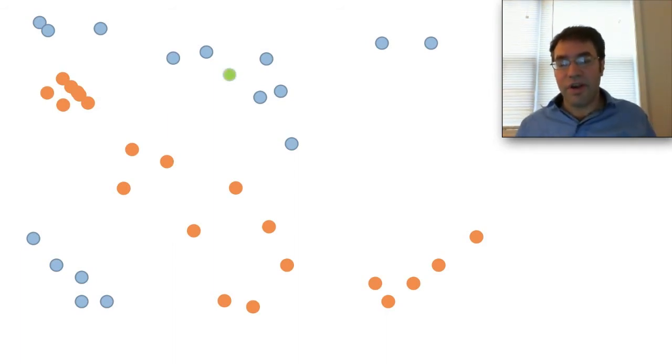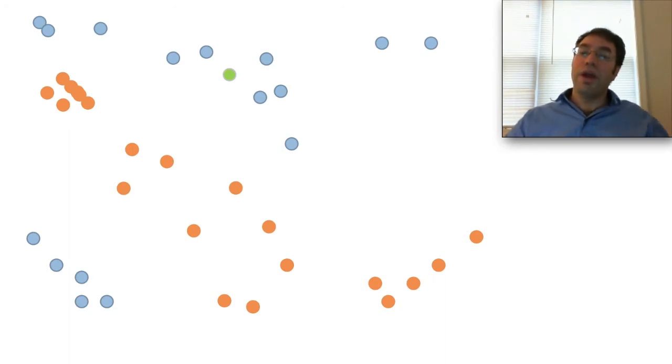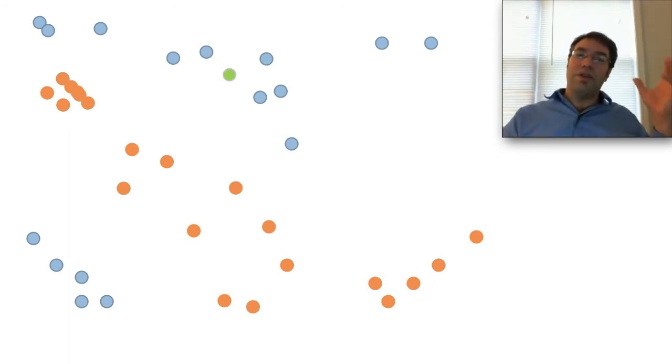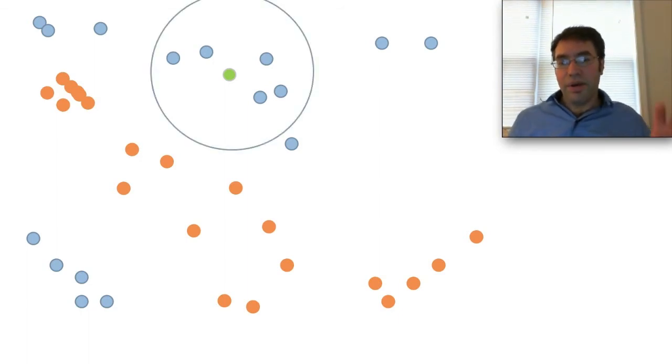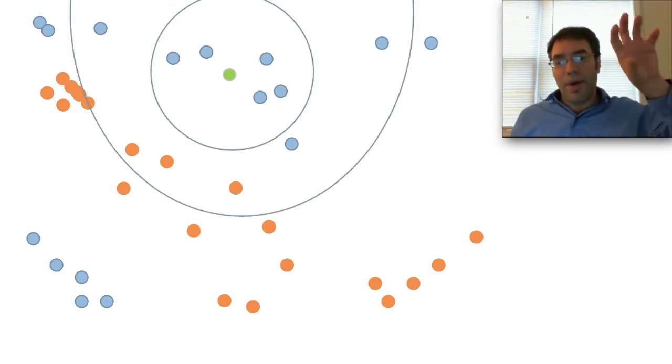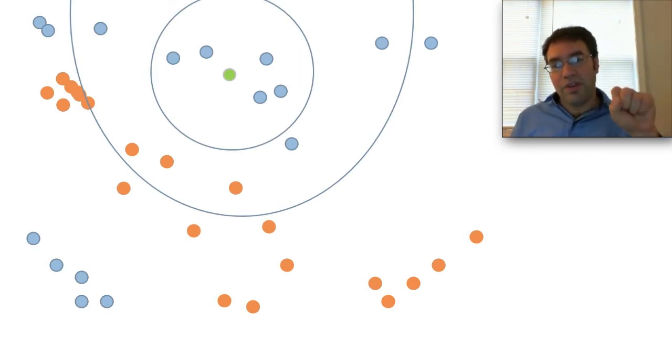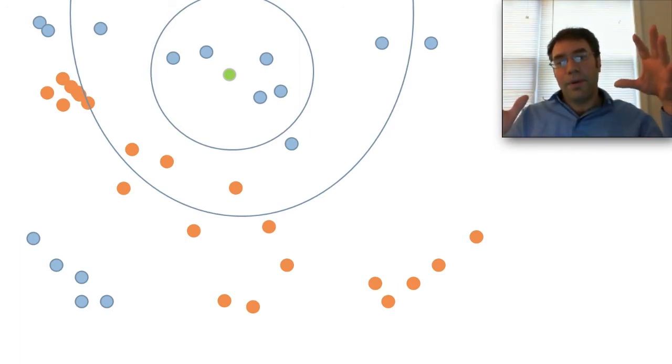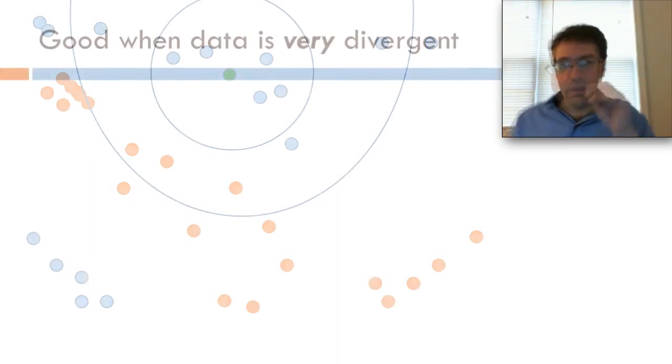Now let's say we need to classify a new point, the green point. To classify the green point, we look at every other point and its distance from the green point and weight in favor of the closer points. You can see here that the circle, a close circle around green, only has blue. As we get out a little further, we get some red. But compared to the initial blue set, we're still not getting all that much red.